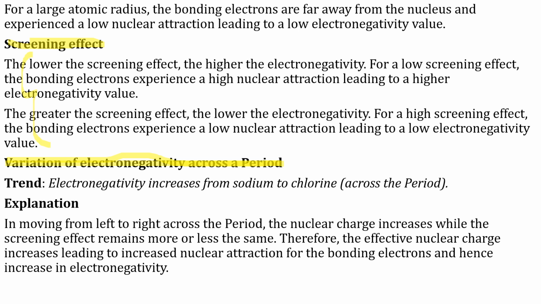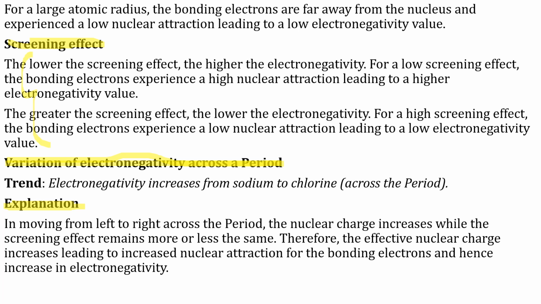So we are saying that electronegativity increases from sodium to chlorine across the period. And the explanation for this, first figure out in your head, why is it increasing across the period? Look at the things happening across the period. Across the period is where we are having a decrease in atomic radius. And why is that happening? That means that effective nuclear charge is also increasing. And across the period, you'll find that screening effect will remain almost constant.